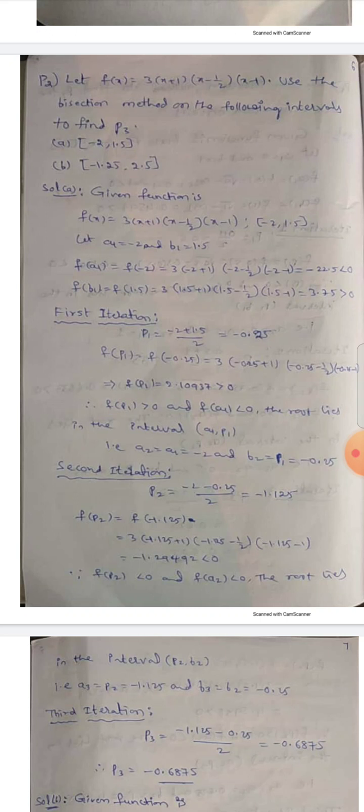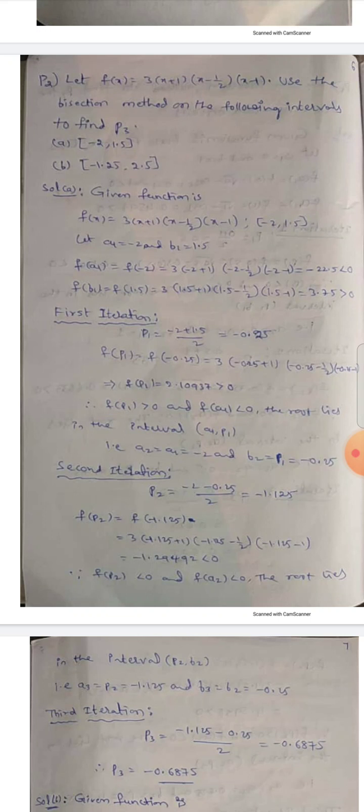Next, find out f of p1. f of p1 is equal to f of minus 0.25 is equal to 3 into minus 0.25 plus 1 into minus 0.25 minus 1/2 into minus 0.25 minus 1.